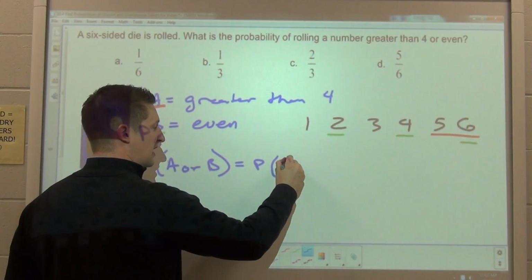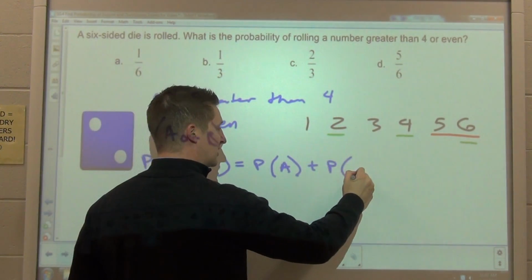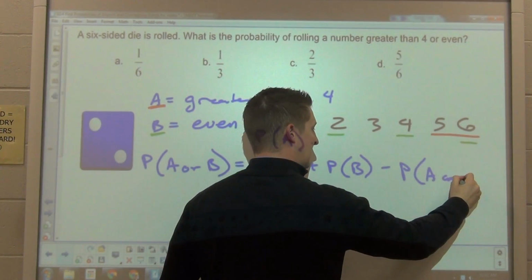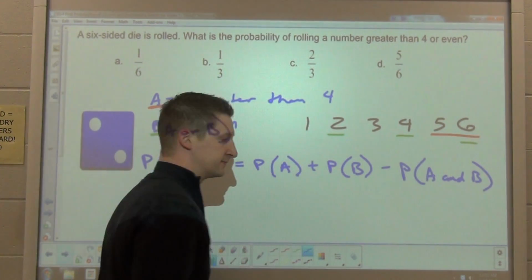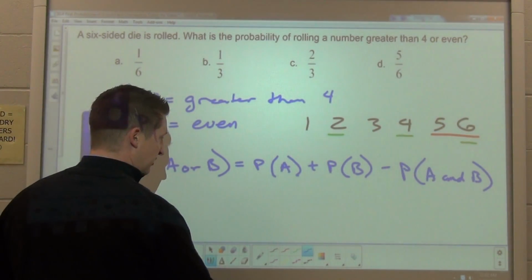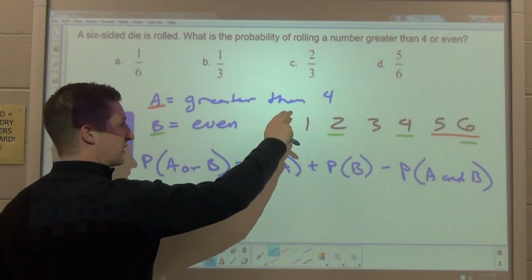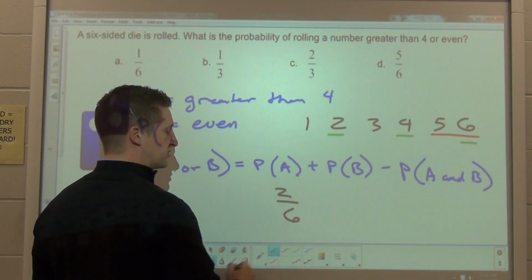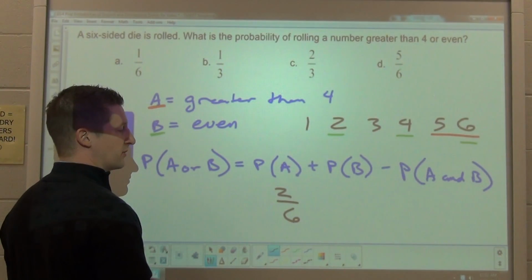take the probability of A plus the probability of B minus the overlap, which is the probability of A and B occurring. Substituting numbers for those expressions, the probability of A, probability of getting a number that's greater than 4, would be 2 out of 6. You can reduce that to 1/3 if you like, but I'll leave it as 6 for the moment.